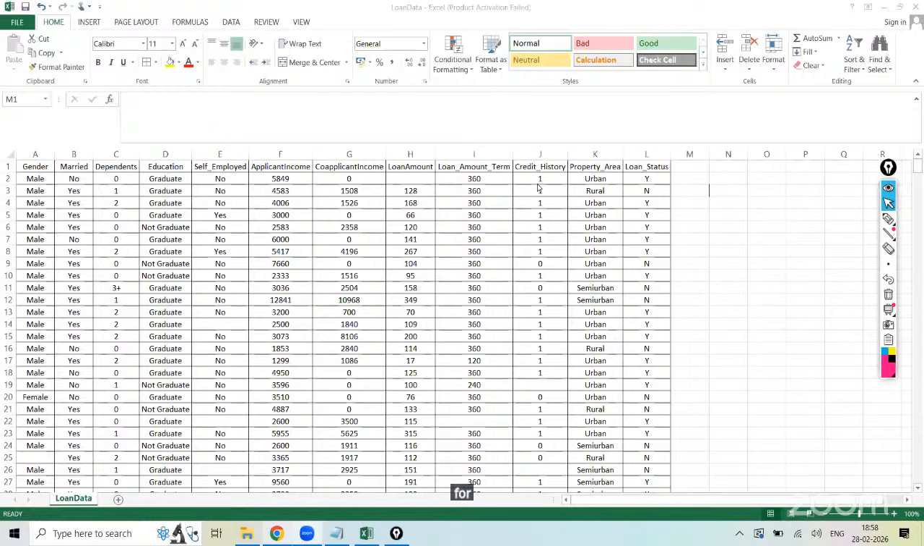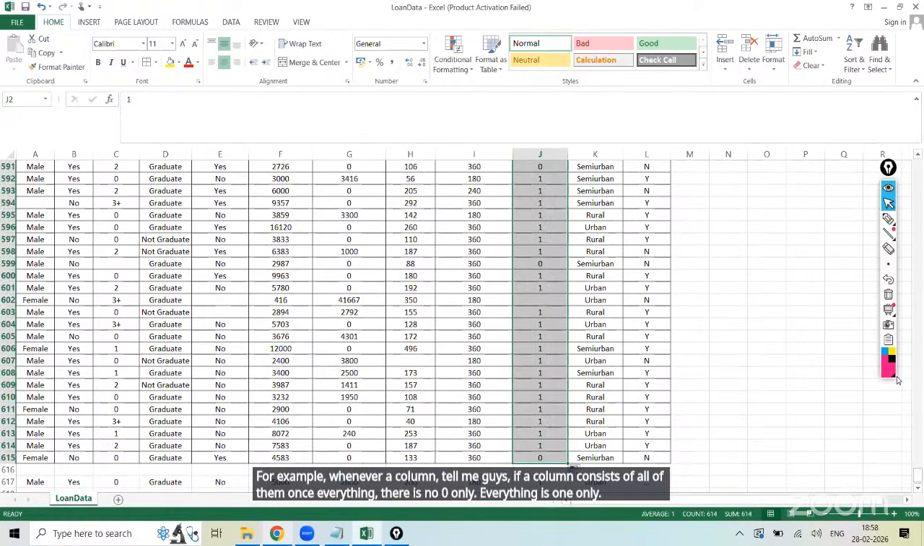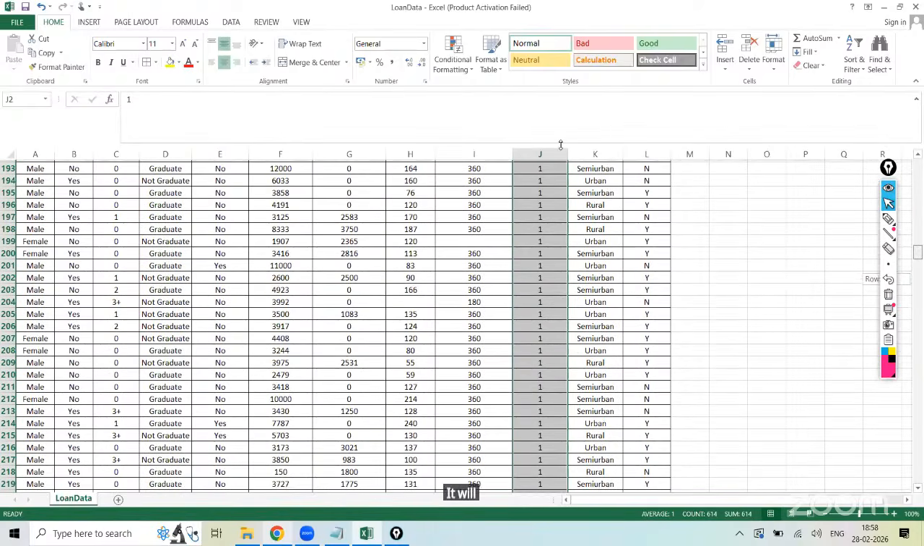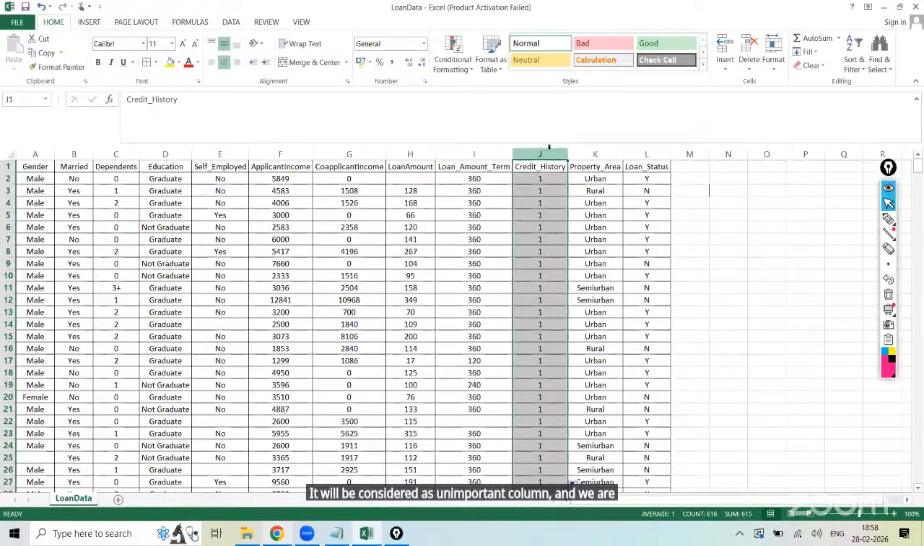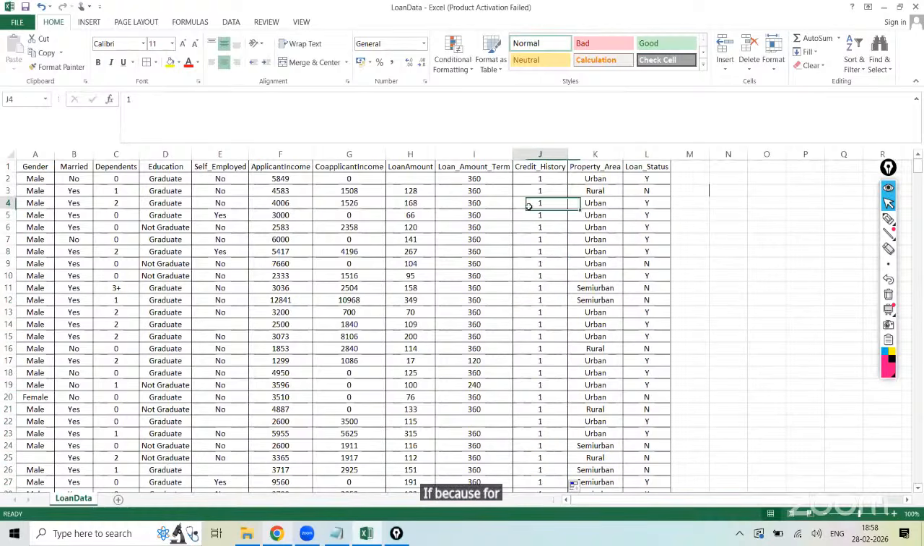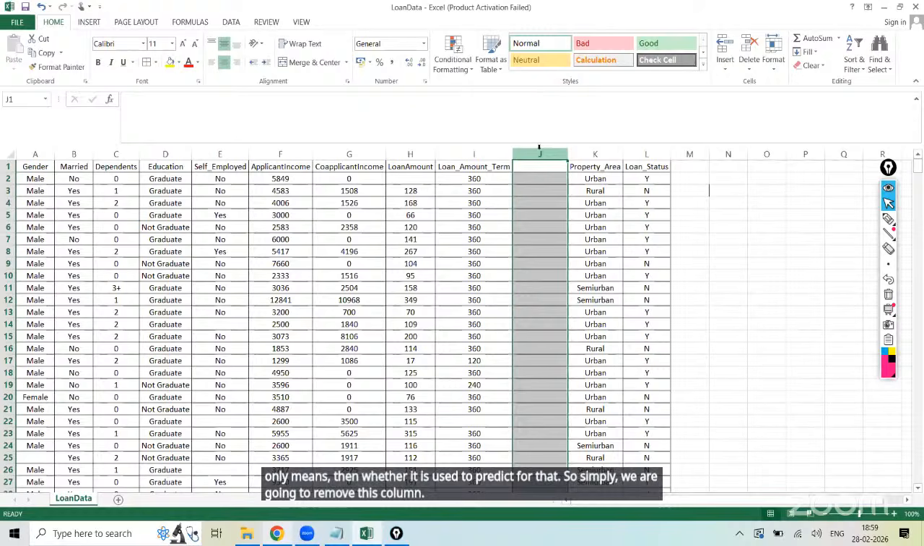For example, tell me guys, if a column consists of all ones, there is no 0 at all, everything is 1 only, then what are we going to do with this column? It will be considered an unimportant column and we are going to remove it. There is no use with that, because it is common for the bad person and also for the good person. An eligible person has one only, a non-eligible person also has one only, so it cannot be used to predict. So we are simply going to remove this column directly. Are the points clear?